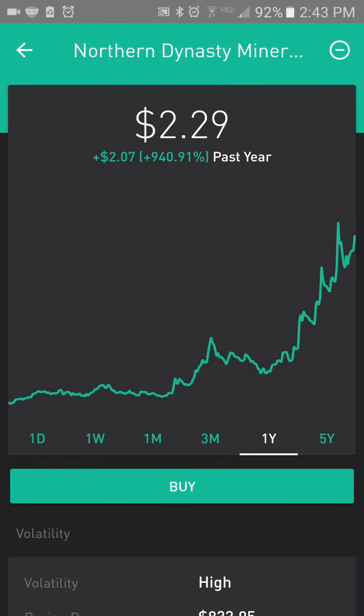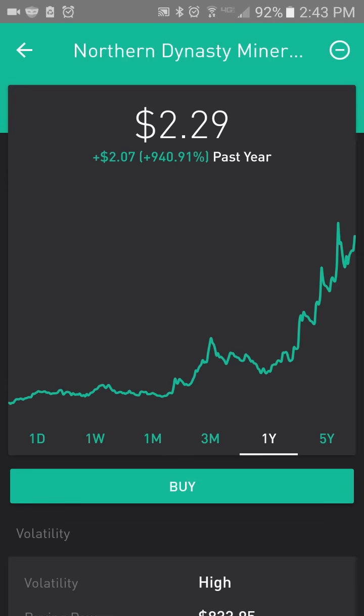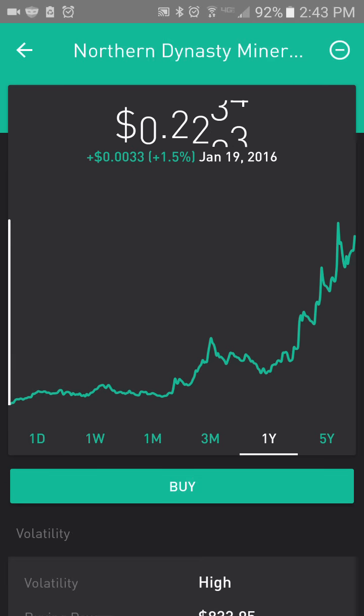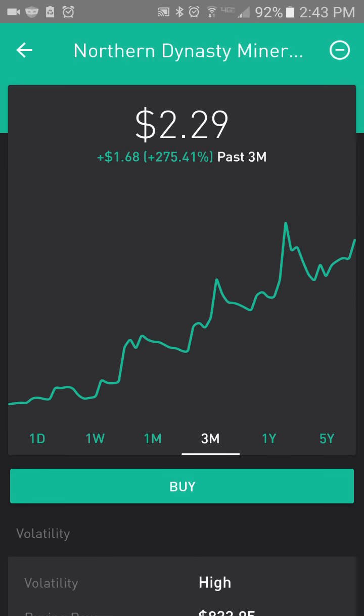And you look at a 1 year chart, which is a 940% increase. So little things like that, that's a huge increase for 1 year. Now it only went up $2.07 from way over here on this side, but that's still a 900% increase. So that's telling me a lot of good signs.